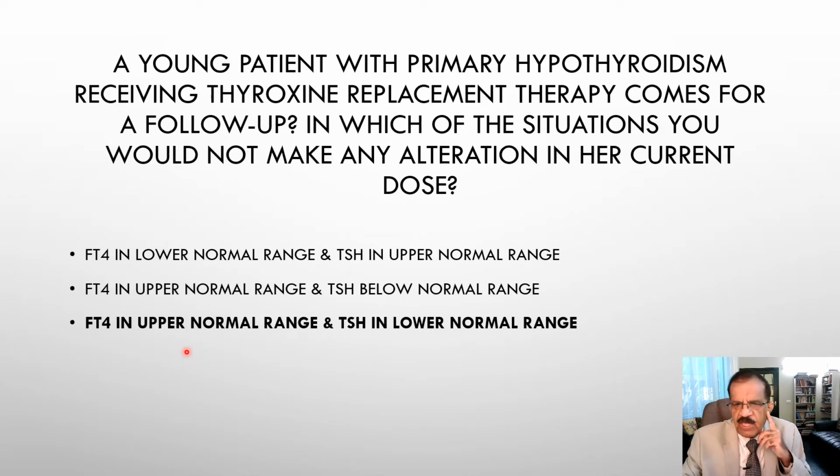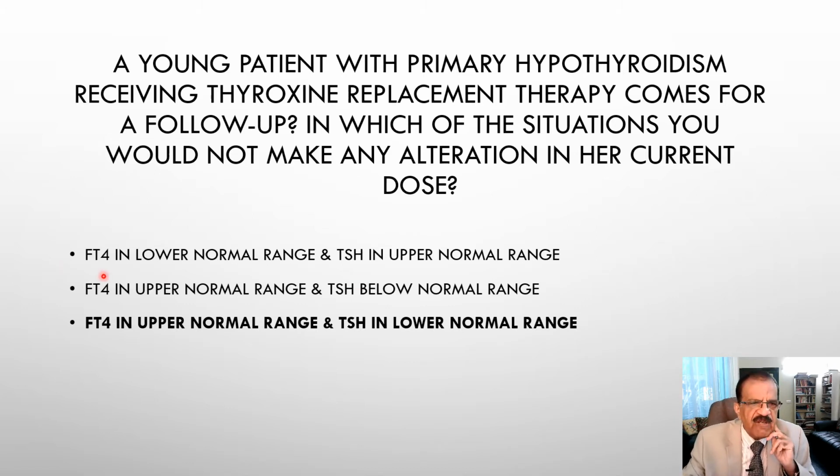If I'm treating this patient, I would like to achieve this one: FT4 in the upper normal range and TSH in the lower normal range. That means the patient is euthyroid but on the slightly upper side. So I think it is best to keep the patient slightly on the higher side within the normal physiological range.